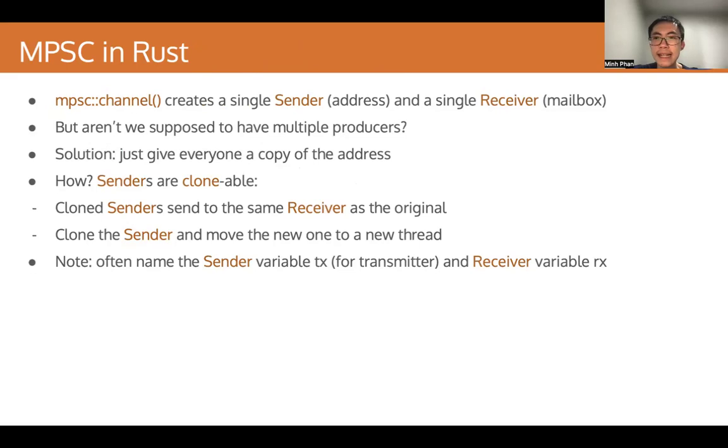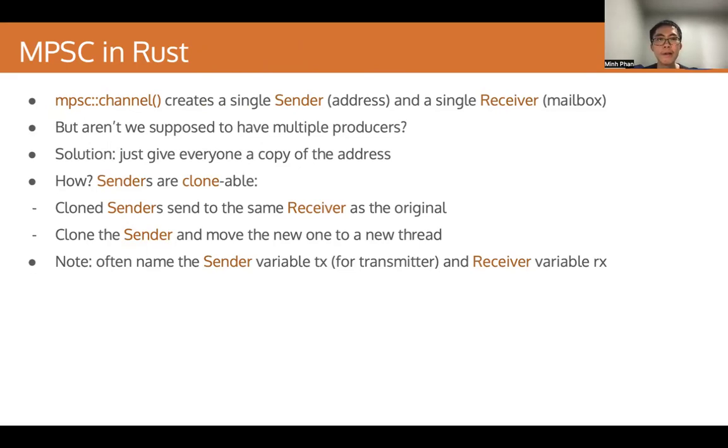Now, as we see, the function channel creates a single sender and a single receiver. But aren't we supposed to have multiple producers? In other words, we should be able to send messages to the same receiver from multiple senders, right? Well, we can do that. The solution is to just give everyone a copy of our address so they can send to the mailbox.